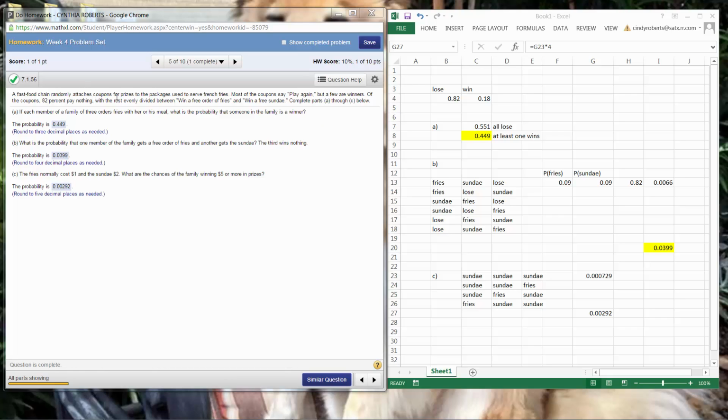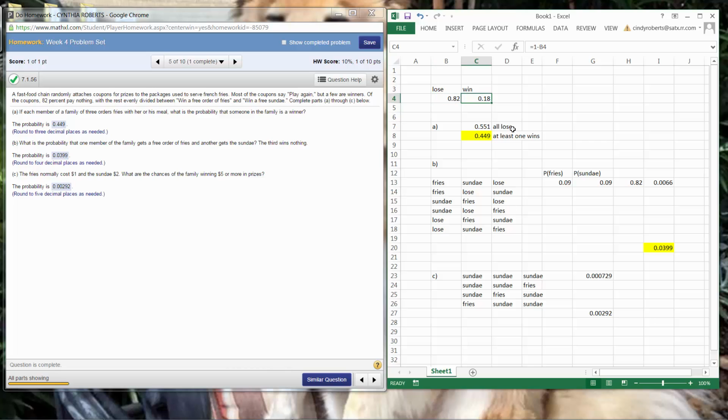This is still a probability one, but it's kind of tricky. You're going to see I put together an Excel spreadsheet, but it's the probabilities that you have to get down. So it says a fast food chain randomly attaches coupons for prizes to the packages used to serve French fries. Most of the coupons say please play again, but a few are winners. Of the coupons, 82% pay nothing.